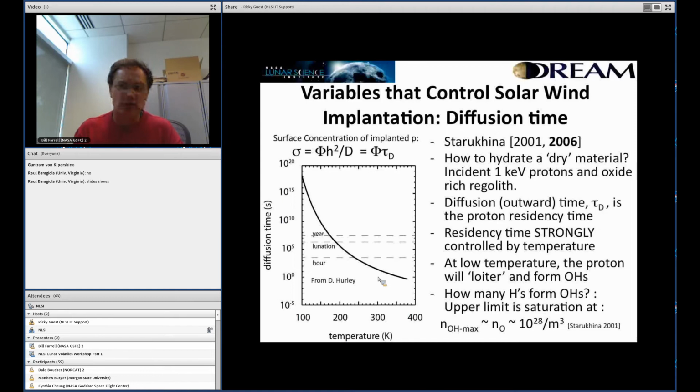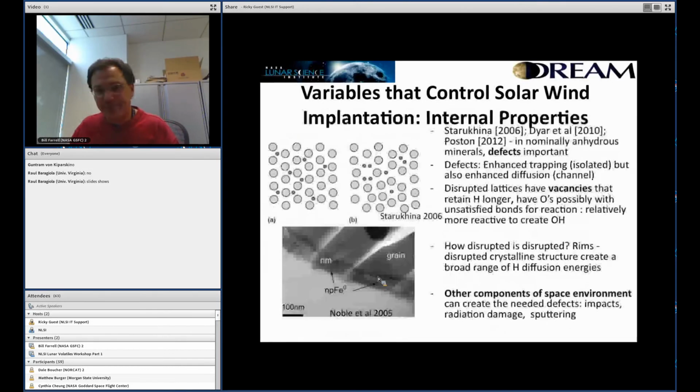At low temperatures, the protons will tend to loiter, just kind of hang around and form OHs. Of course, you may ask yourself, how many OHs can you form? Well, Starukhina in 2001 discussed that. If every O in the material in that top 100 nanometers formed OHs, you'd have a density of about 10^28 per meter cubed in that top 100 nanometer interaction region. Next slide.